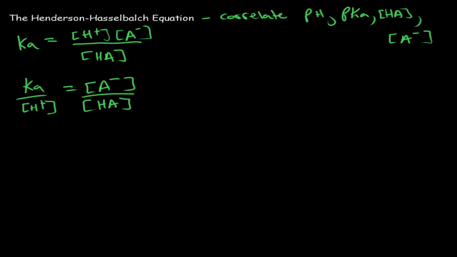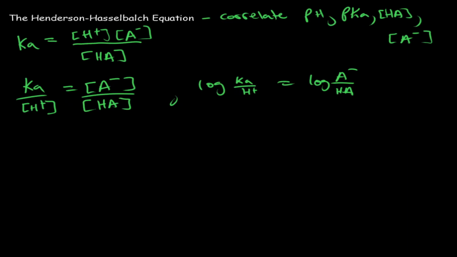Next, let's do the log of both sides. So if we have the log of Ka over H plus is equal to the log of A minus over HA, we have this new equation.